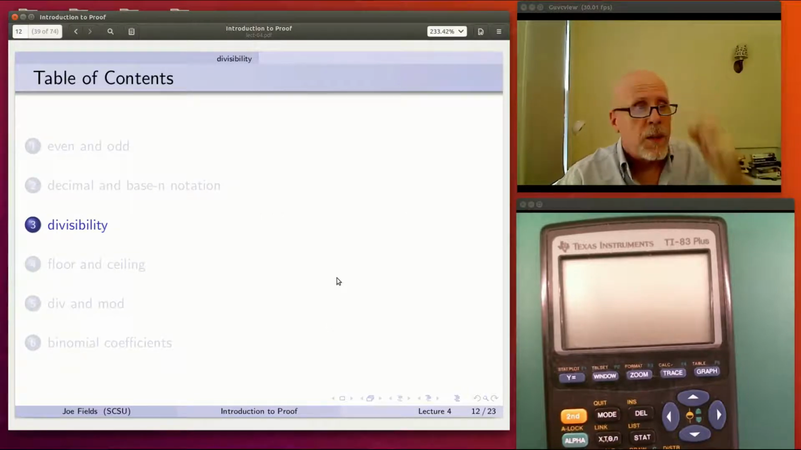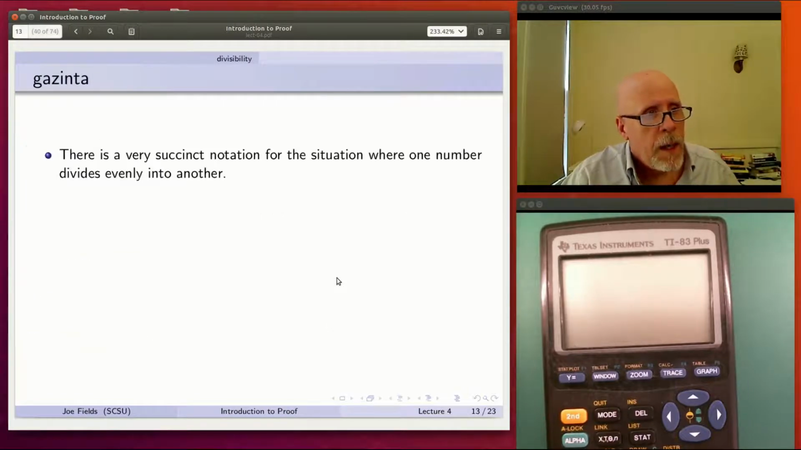Divisibility, what does that look like? There's this very succinct notation for the situation where one number divides evenly into another. Oh, the title of this slide is gazinta. I got to tell you this anecdote. When I was a junior high school student, they had a sort of experimental program to see if kids could learn abstract math at that age, and it didn't go that great.